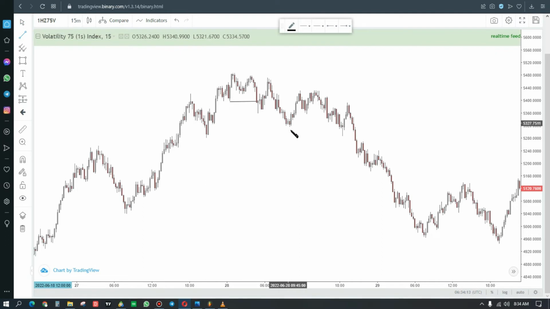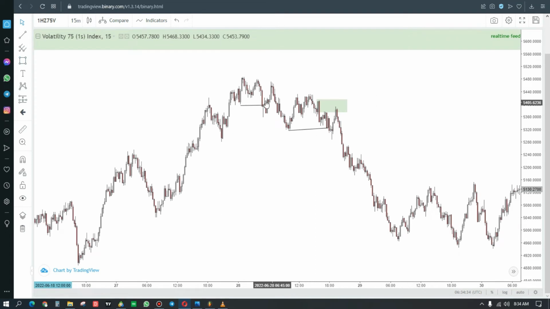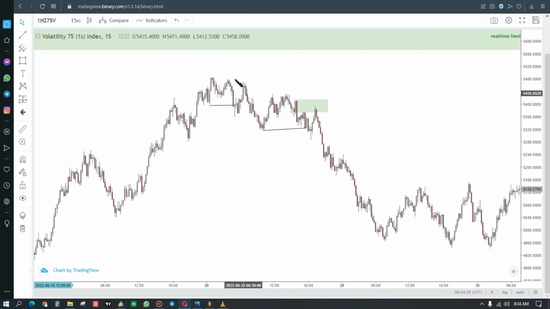So this would be a broken structure. It's a continuation structure, a break of structure, a continuation formation, and then price came here, mitigated this order block that actually took out the structure. So you would have entered here on this trade, but the market gave us a lot of opportunities to get involved in this market.